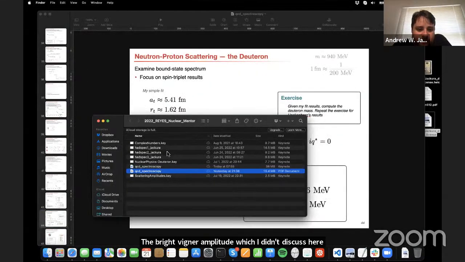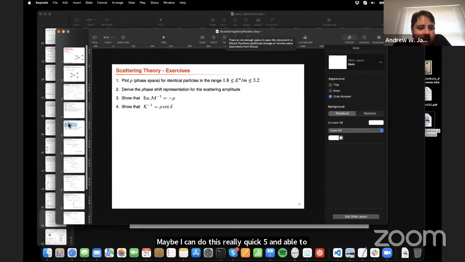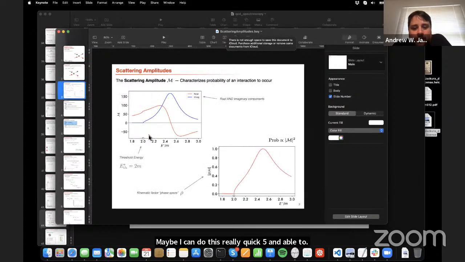Maybe I can do this really quick if I am able to. These are some old slides, but I know I have a plot. All right. So this is a plot of a scattering amplitude for a Breit-Wigner type process, where you have an unstable particle being formed. And in here, you see a bump on the spectrum, just like before.